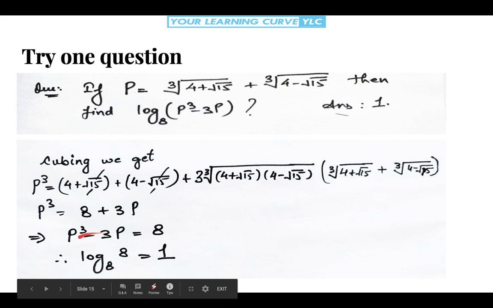So, taking log 8 to the base 8, you put it equal to x. Or rather, we can say that the exponent we need to put on 8 to get a result 8 is obviously 1.